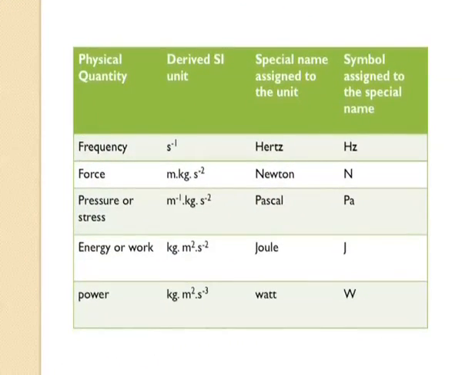Hertz is the SI unit which has been given to frequency. Newton is the SI unit which is assigned to force. Pascal is the SI unit which is assigned to pressure or stress. Joule is the SI unit which is given for energy or work, and watt is the SI unit for power.